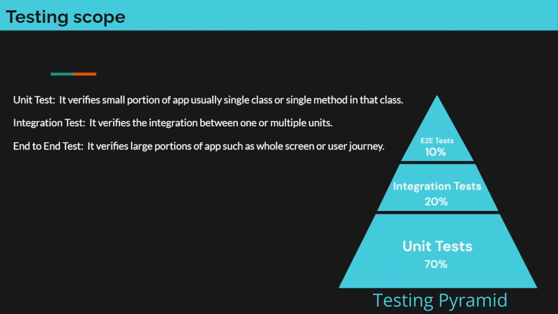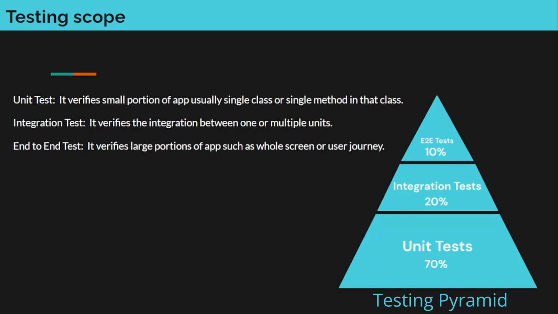Testing scope. Testing scope determines where our test touches the code. Automated tests are divided into three categories: unit test, integration test, end-to-end test. Unit tests cover a very small portion of the app. It can be a single class or a single method in that class. Integration test. This tests the interaction of one or more units to make sure they behave as expected. They test a larger scope than unit tests. It can be run either locally or as an instrumented test.